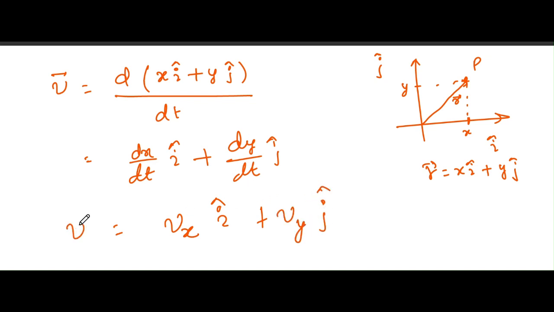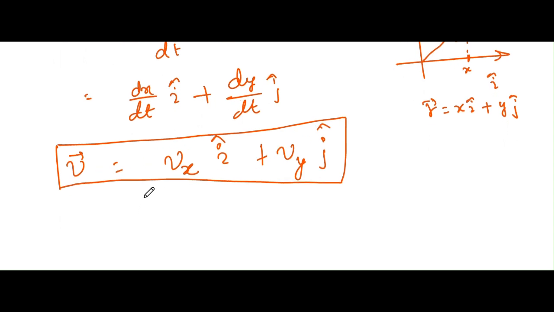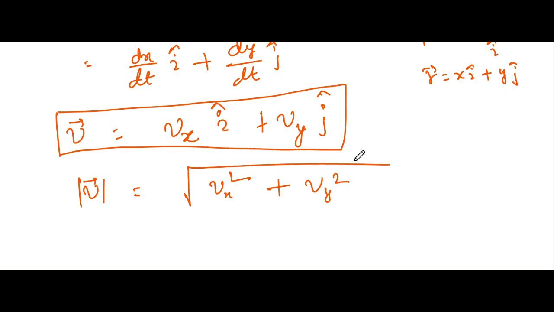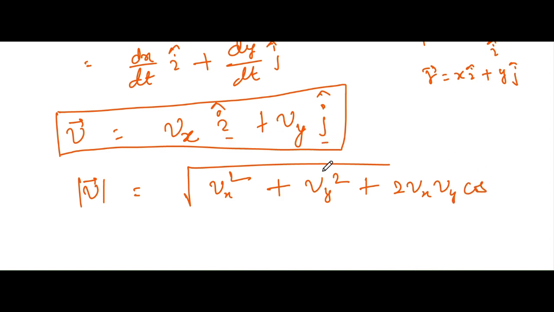So this way we can write this instantaneous velocity in terms of its components, and then we can go for magnitude. So the magnitude of this will be under root vx square plus vy square, and of course in vector notation there is also 2 vx vy cos theta. But what is happening here? The theta is 90 degrees between i cap and j cap. So ultimately this term will be 0, so no need to write it. So this is the magnitude of the velocity, and then we can get direction also.